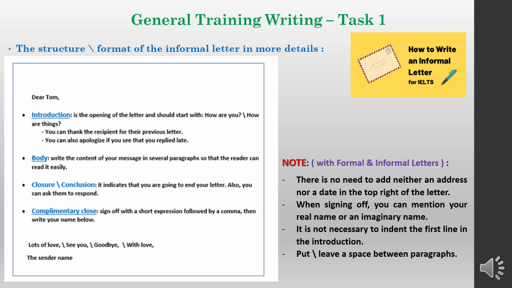Moving on to the structure or format of the informal letter in more details. For example, suppose that you are going to send a letter to your friend Tom, and in the first place, you should know the 4 main points of the informal letter. Point number 1, the introduction, and it's the opening of the letter and should start with "How are you?" or "How are things?" In the introduction, you can thank the recipient for their previous letter. You can also apologize if you see that you replied late.